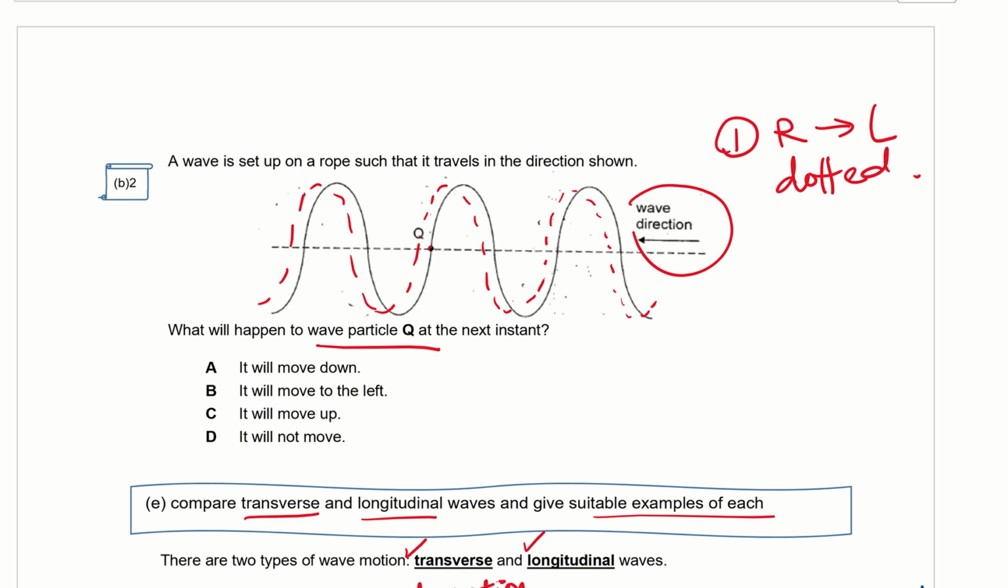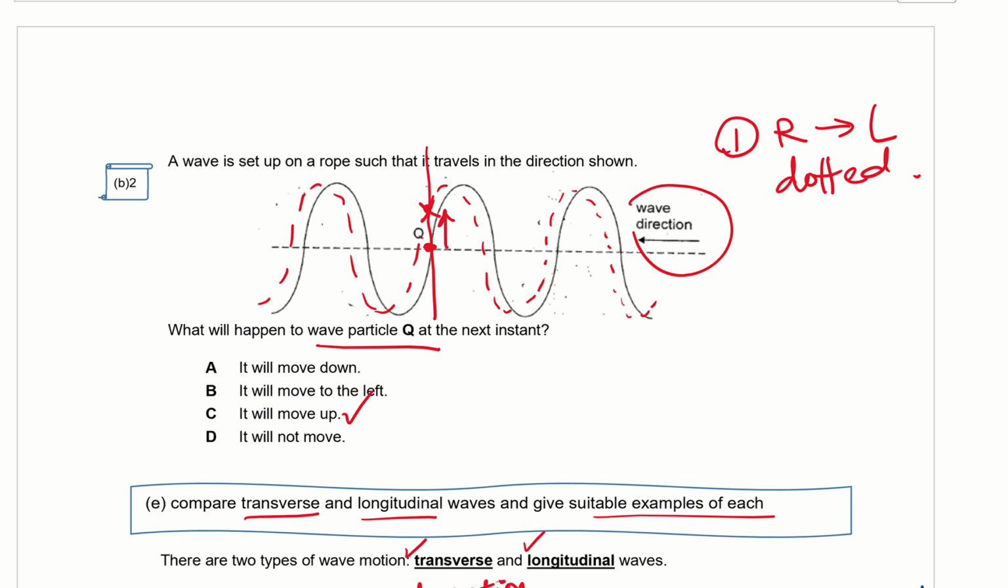Okay, now Q is here. Draw a vertical line. Where does it cut? It cuts the top, right? It cuts the top. That means the next instance is going to be somewhere there. So it's going from the rest position, going up. So it will move up.